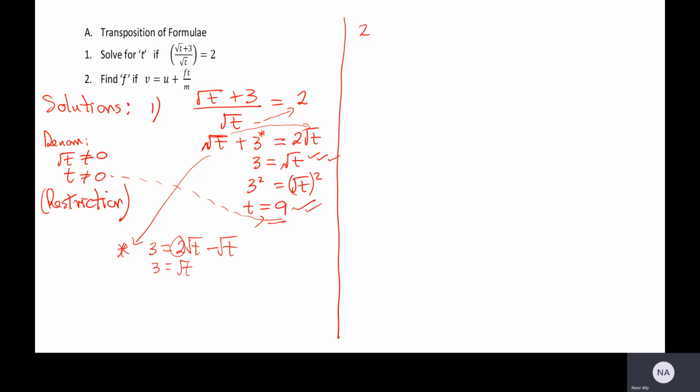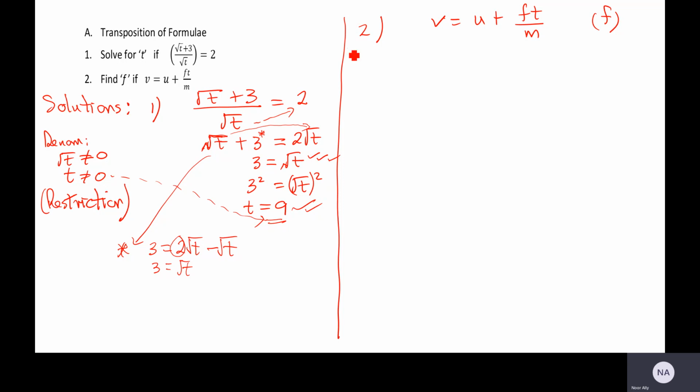Let's do number 2. v is equal to u plus ft divided by m. I want to transpose the formula so that I find f in terms of all the other variables. Now, once again, how you do that really just depends on you.